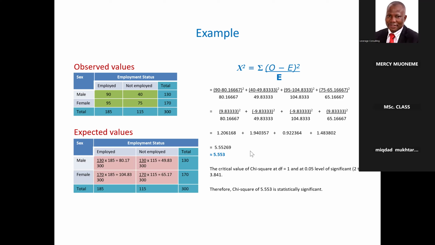Now, it's the same thing you do for the people not employed. We have 130 male out of the 300 times 115 unemployed. So the number of male unemployed should be proportional to the contribution of the male. When you do it, it should give you 49.83. The same thing for female, it will give you 65.17. So these values, 80.17, 104.83, 49.83, 65.17, are the expected values. That should be in those cells if there's no difference in the employment rate between male and female.